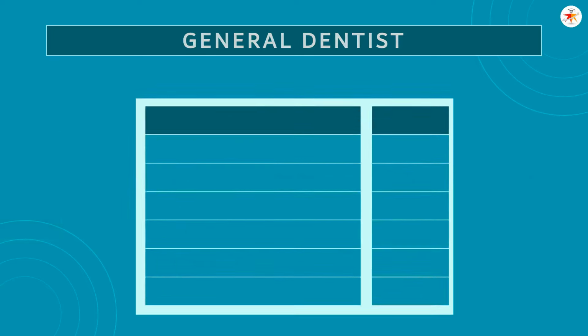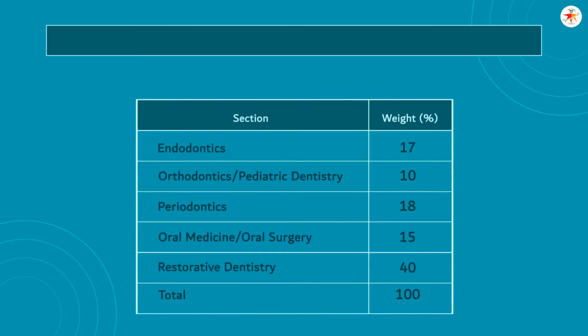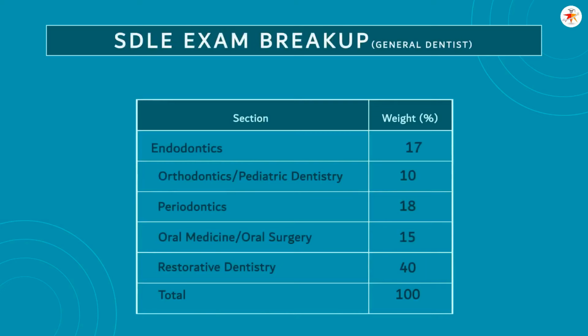This is the general breakup for different sections in SDLE exam. First section contains questions from mainly endodontics, and some from orthodontics. Second section is of periodontics, implantology and surgery questions. And third section is of prosthodontics and bioethics.